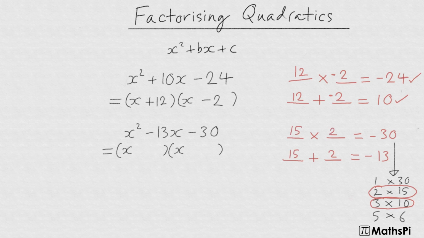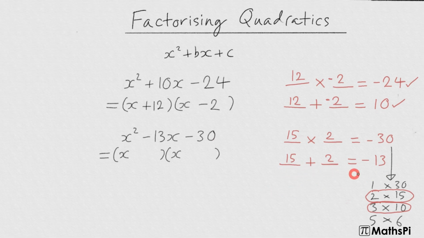And we're going to once again force the sum to be correct. To get negative 13 here, we need 15 to be negative. Now we've forced the sum to be correct. Negative 15 plus 2 is negative 13, that's correct.